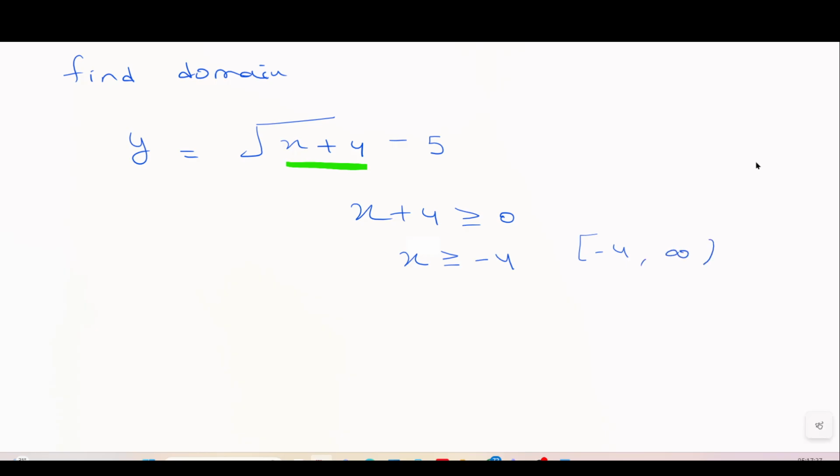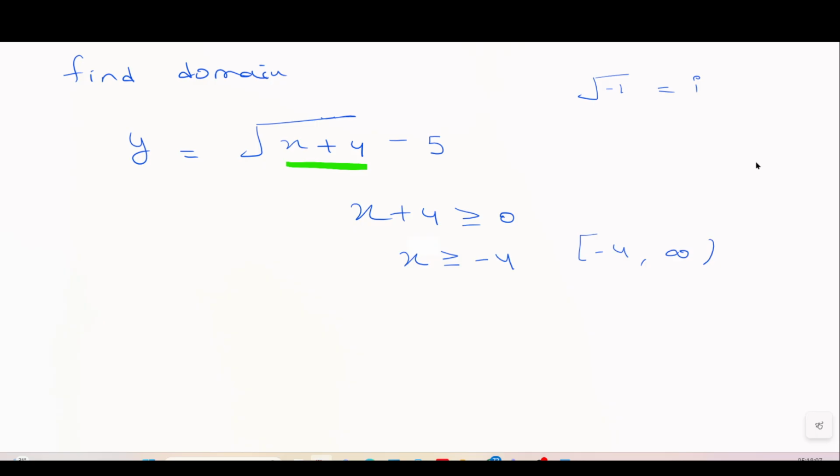And negative 4 is included. But how can you automatically tell that x plus 4 is greater than or equal to 0 just from that? Because if you have any negative value inside a square root, it gives you imaginary values, right? Remember iota? Domain means the values which are real, which give us real answers. So that's why.